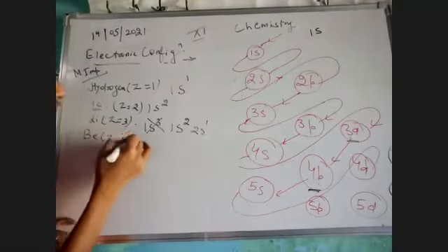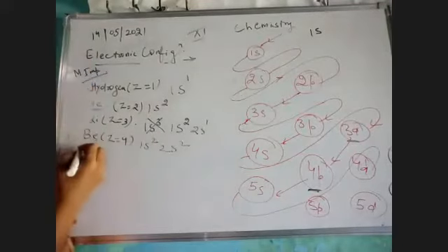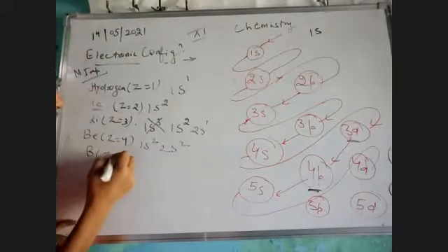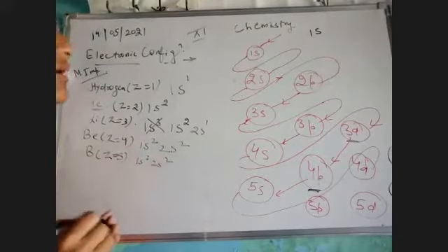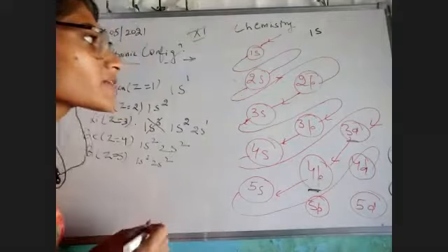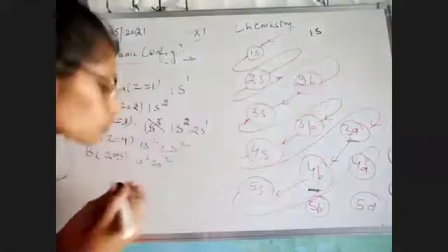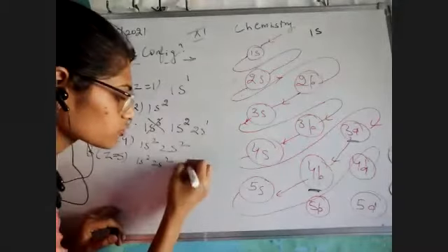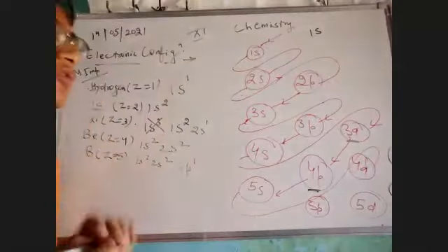Z equals 4: 1s2, 2s2. Then I'm going to boron, Z equals 5. 1s2, 2s2. Now 2s is also completely filled. So 1s is done, 2s is done. We would jump to 2p. So 2p1. Okay, same as it is, we will keep going.